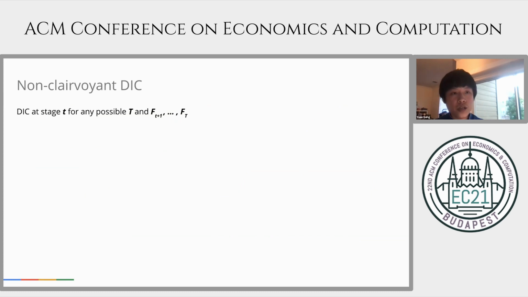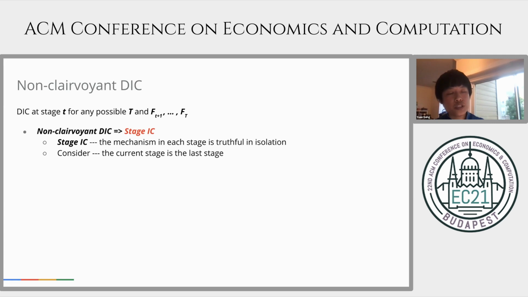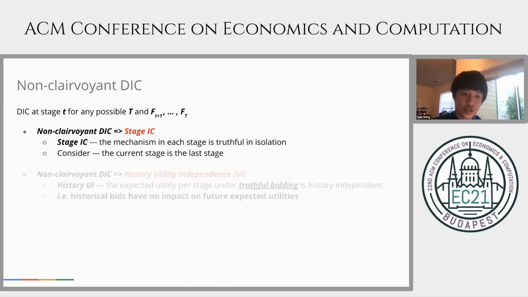To do so, let's look at our end goal, the non-clairvoyant mechanism, and try to characterize non-clairvoyant dynamic incentive compatibility. So let's recall what non-clairvoyant DIC is. Non-clairvoyant DIC requires that at any stage, the dynamic IC should hold for any possible time horizon T and any possible future sequence of distributions. It's quite straightforward to see that non-clairvoyant DIC implies stage IC, which means that the mechanism in each stage should be truthful in isolation. And the proof of this is very straightforward because every stage could be the last stage.